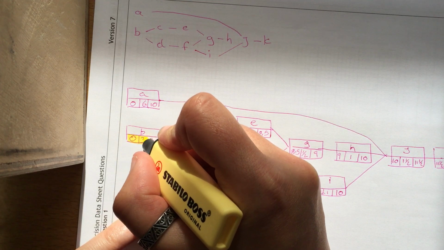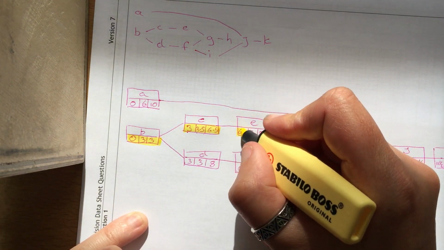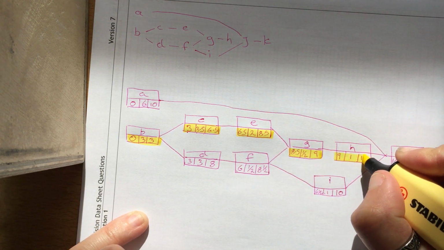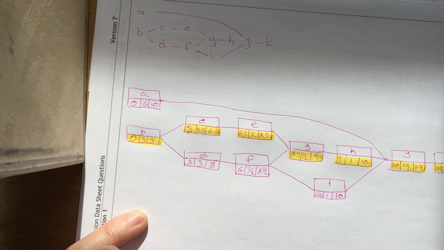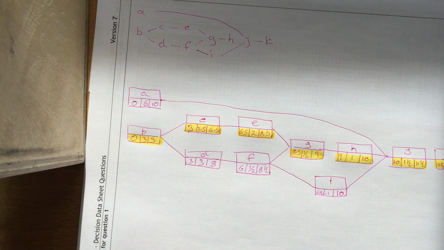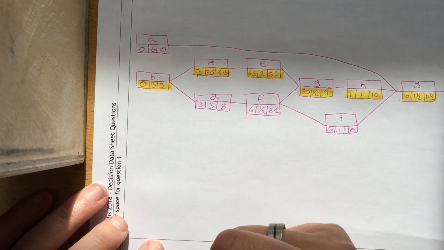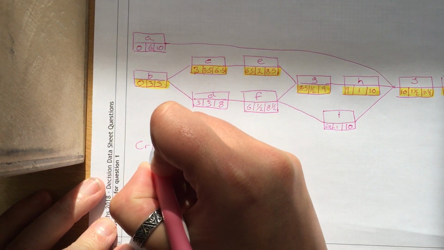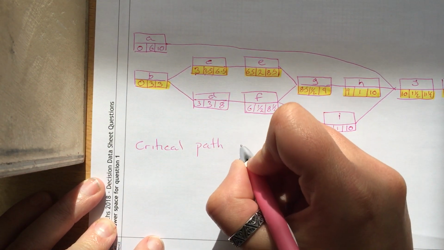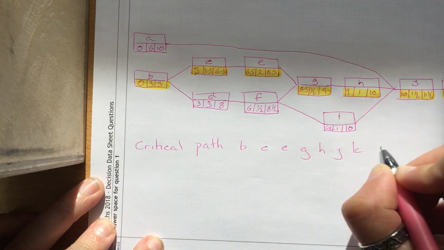So 0 and 3 is 3. 3 and 3.5 is 6.5. 6.5 and 2 is 8.5. That bit, that bit, that bit, and that bit. So our critical path has been highlighted, but we actually need to list it as well. So we have a critical path that is B, C, E, G, H, J, K.